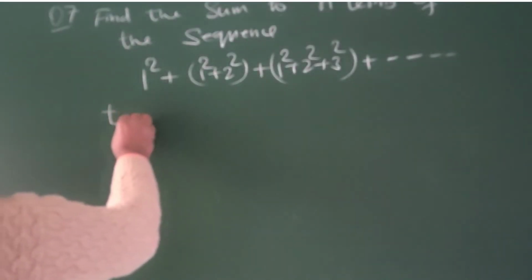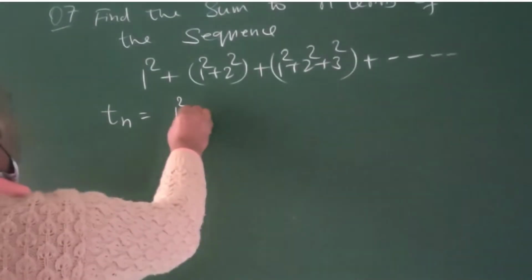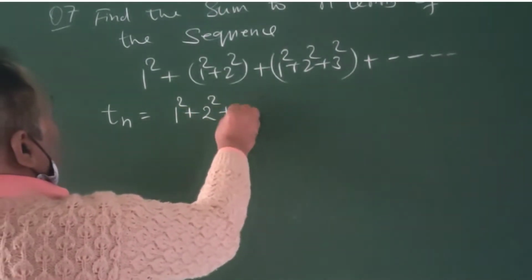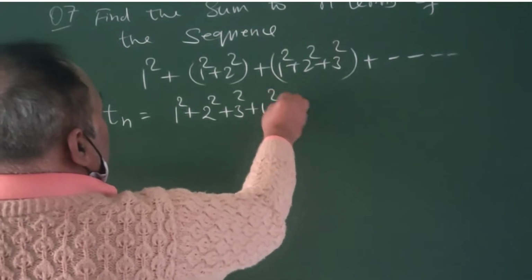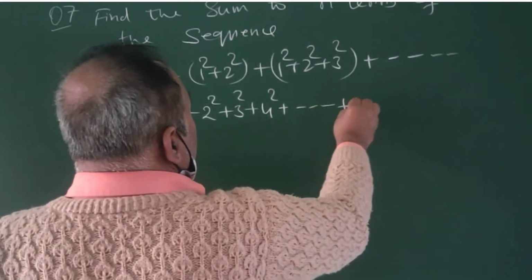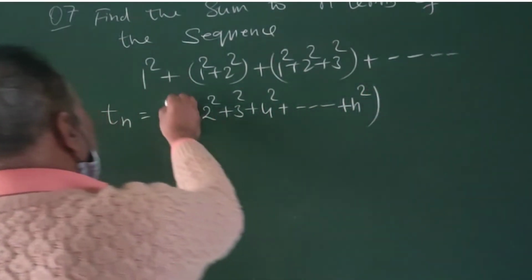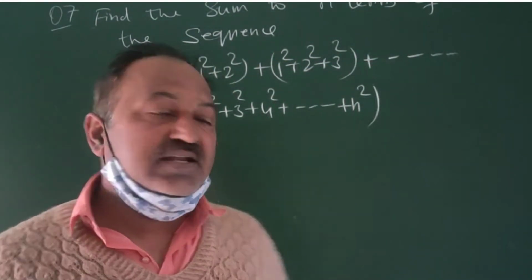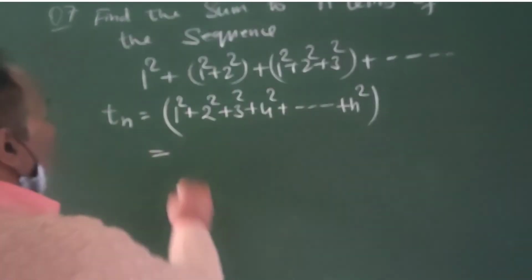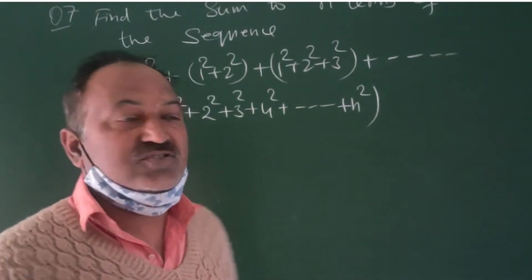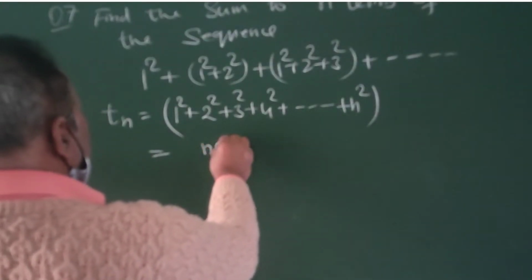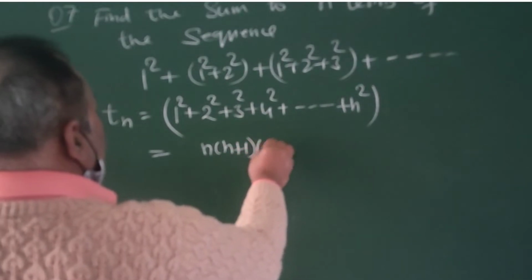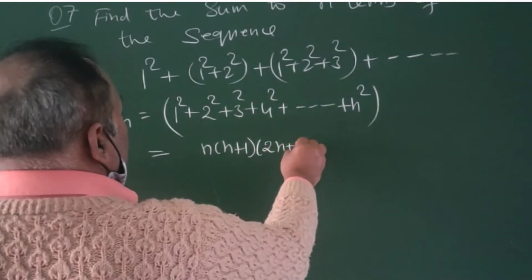Hence the nth term Tn of this sequence will be 1 square plus 2 square plus 3 square plus 4 square and so on up to n square. This will be the nth term of this sequence. And its value, we know that the sum of the squares of the first n natural numbers is n into n plus 1 into 2n plus 1 upon 6.